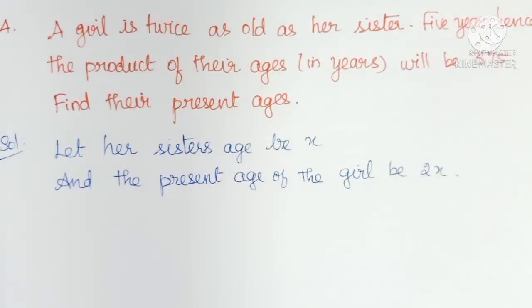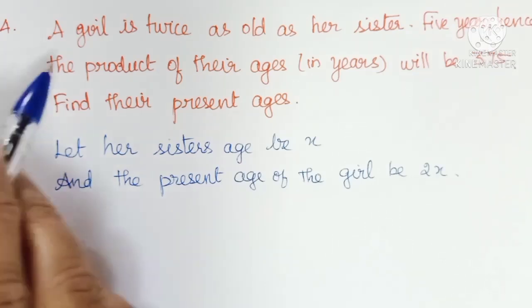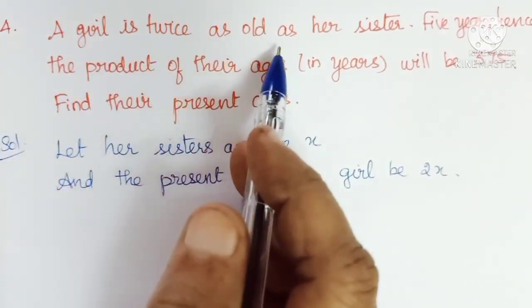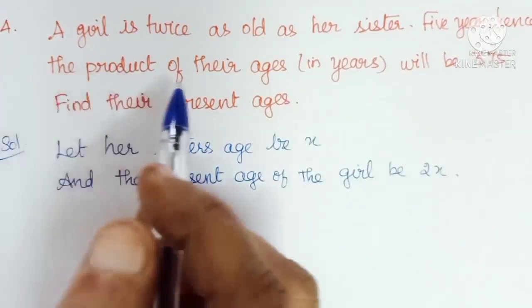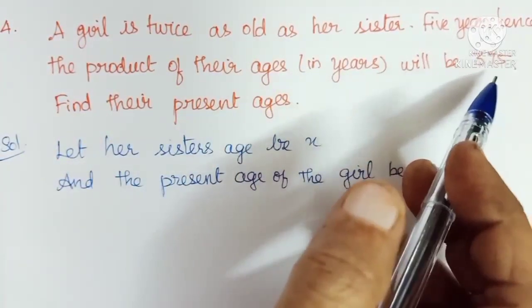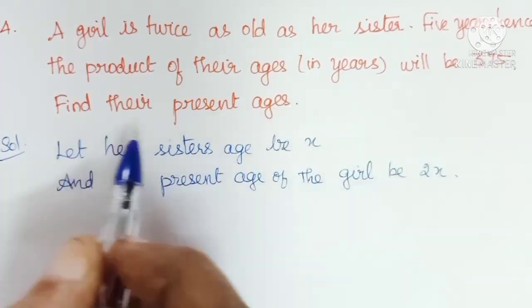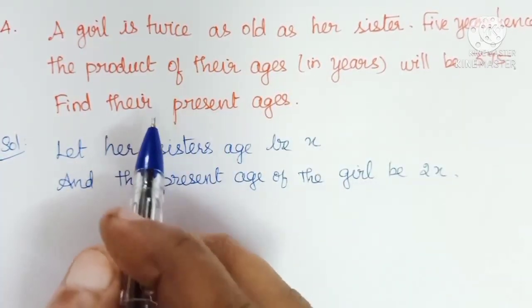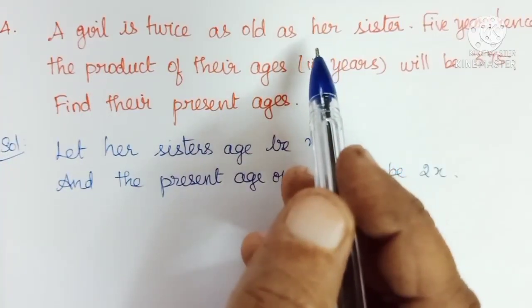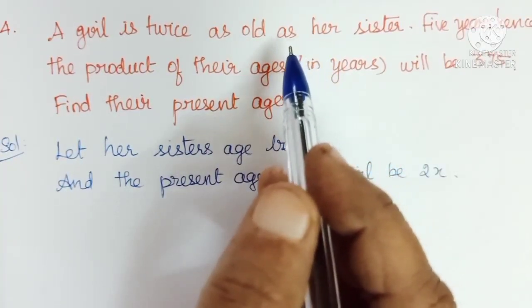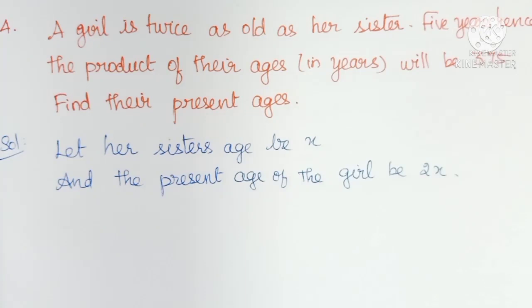Fourth sum in exercise 3.12. A girl is twice as old as her sister. 5 years hence, the product of their ages will be 375. Find their present age. So what is given in the question? One girl and her sister are given. Their ages are given with some condition, and we are going to calculate their present age.